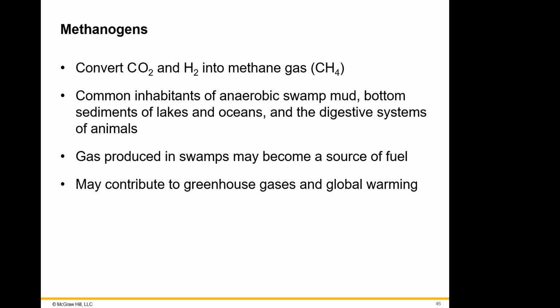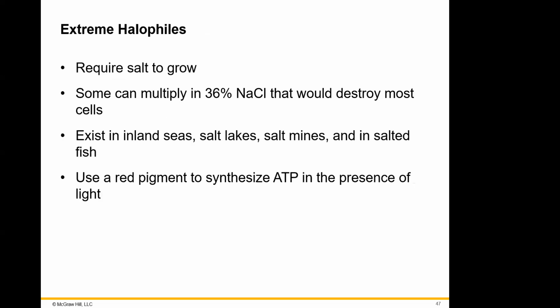All right. So methanogens, these are just organisms that produce methane. Methane is a bigger contributor to global warming than probably carbon dioxide is. In fact, you might think, well, cows produce methane. Yeah, the bacteria and the archaea in their guts produce methane. So not the cows, the bacteria and the archaea.